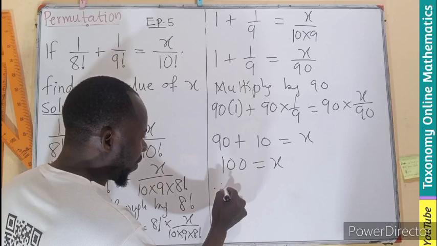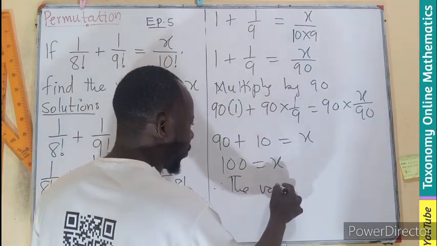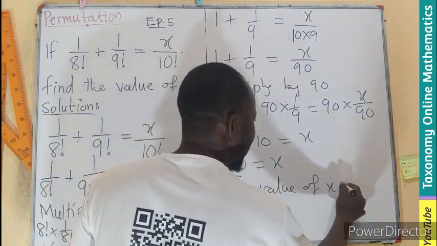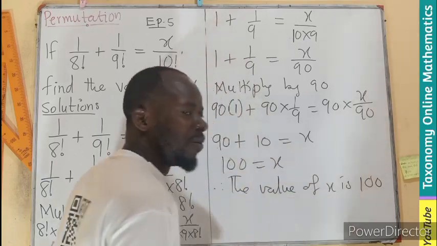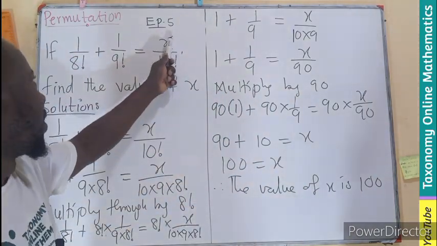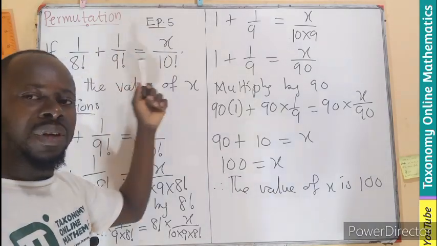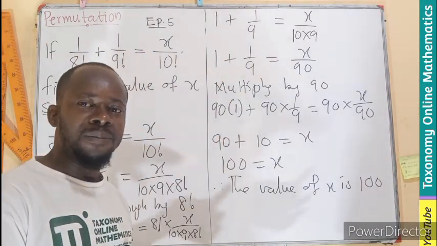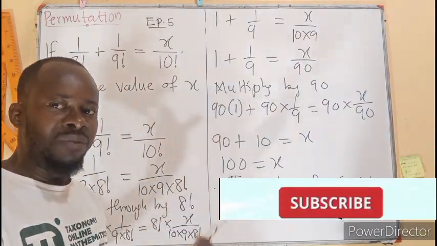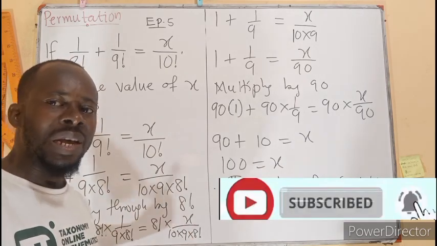So here we just say, therefore, the value of x is going to be 100. So it means if x is 100 and you expand this to the fullest, you'll have the left-hand side equal to the right-hand side. This is just to appreciate the factorial that we've done in the first episode.